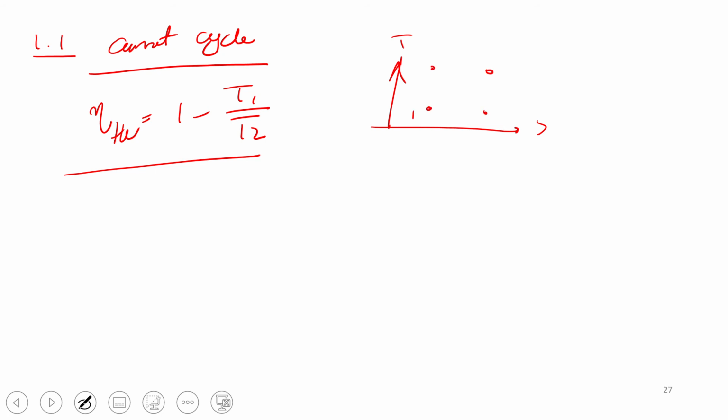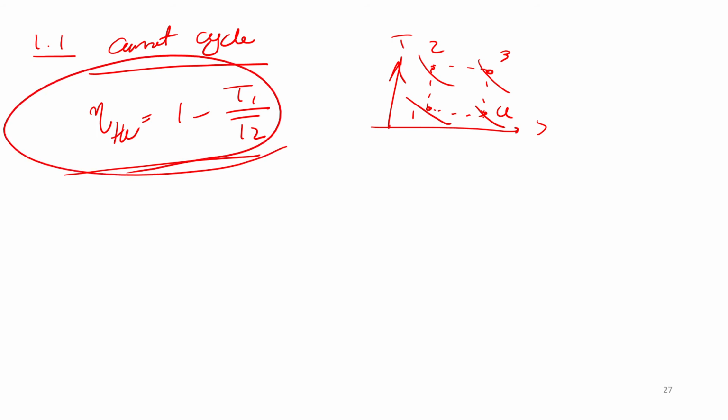This is point 1, point 2, point 3, point 4. We don't know the energy levels or the entropy levels here, just an approximation. We just have the temperatures and pressures at each point. So how can we prove this?